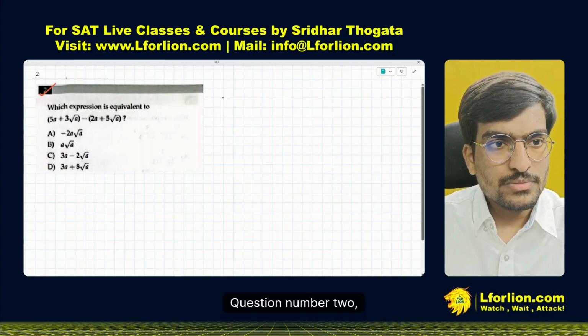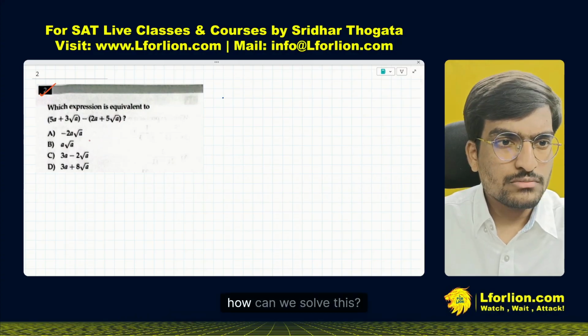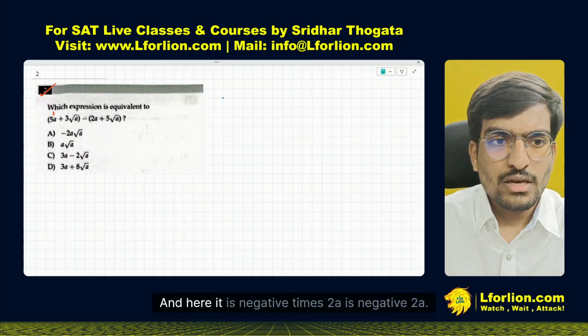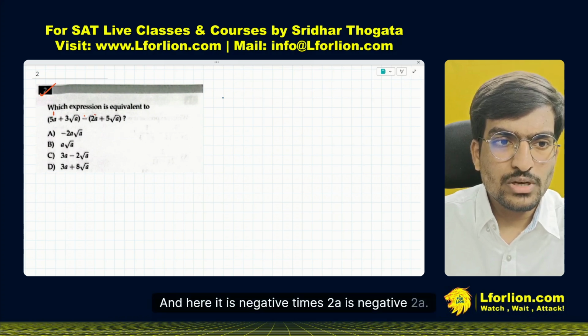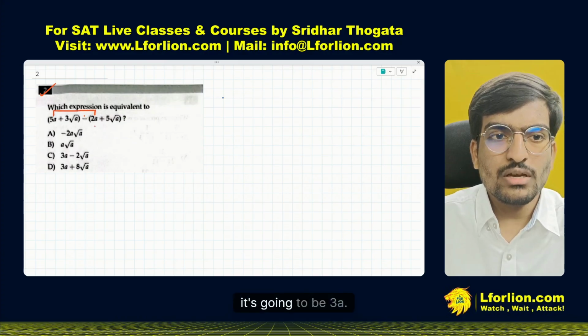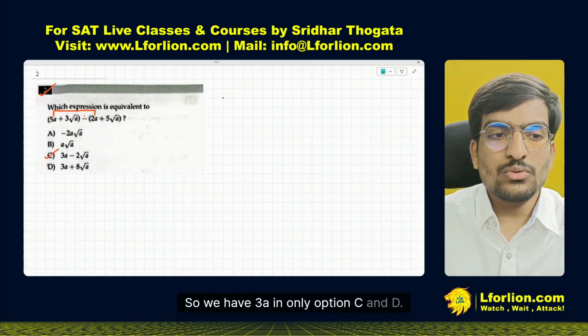Question number 2, which expression is equivalent to this? So here, how can we solve this? It's so simple. 5a, and here it is negative times 2a is negative 2a. 5a minus negative 2a, it's going to be 3a. So we have 3a in only option C and D.